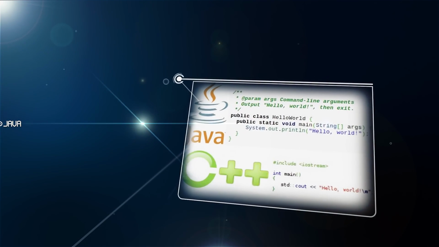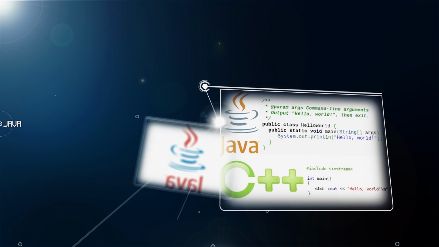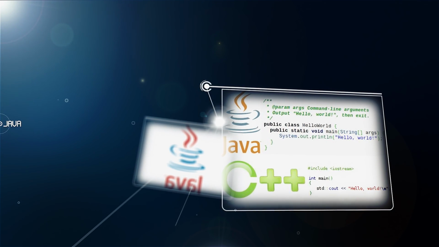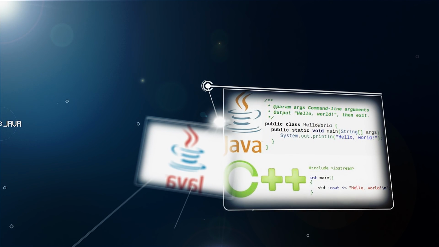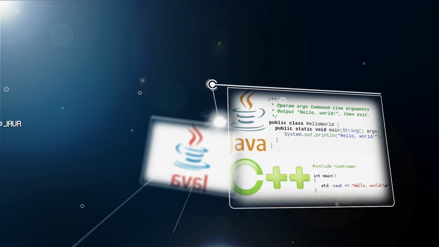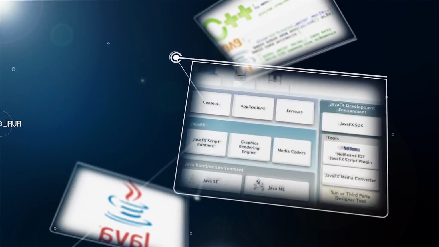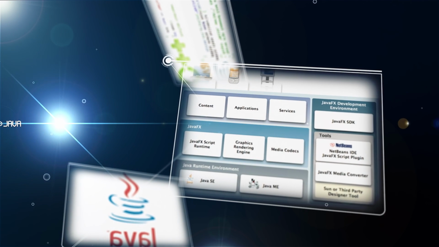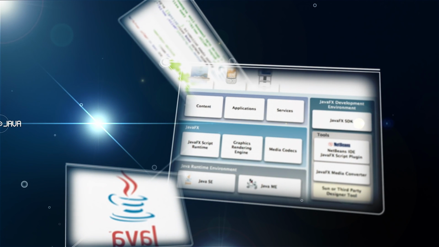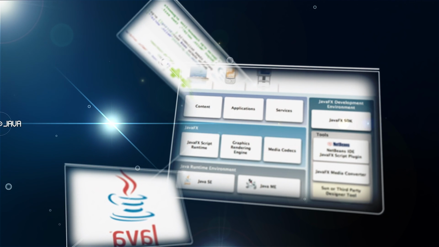The language derives much of its syntax from C and C++, but has a simpler object model and fewer low-level facilities. Java applications are typically compiled to bytecode that can run on any machine regardless of its computer architecture. Java is a general-purpose, concurrent, class-based, object-oriented language that is specifically designed to have as few implementation dependencies as possible.